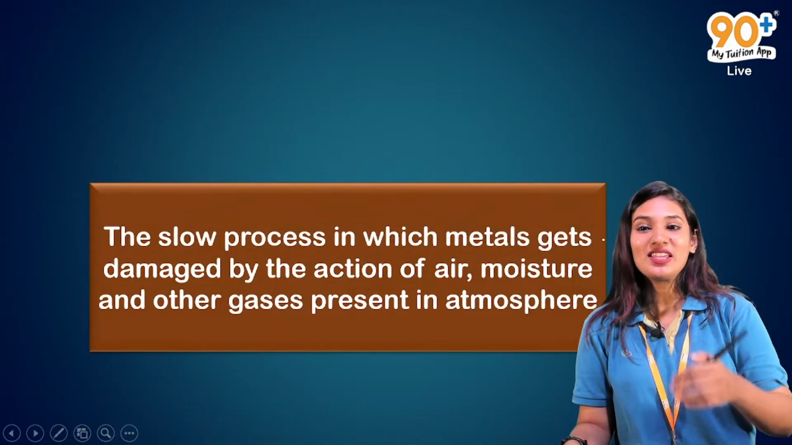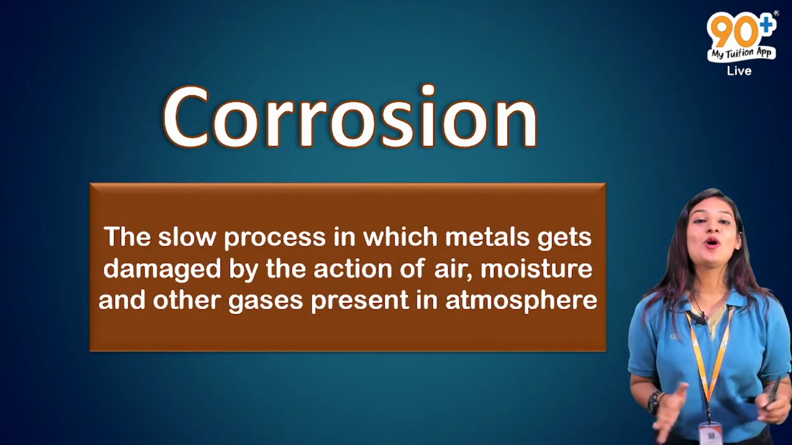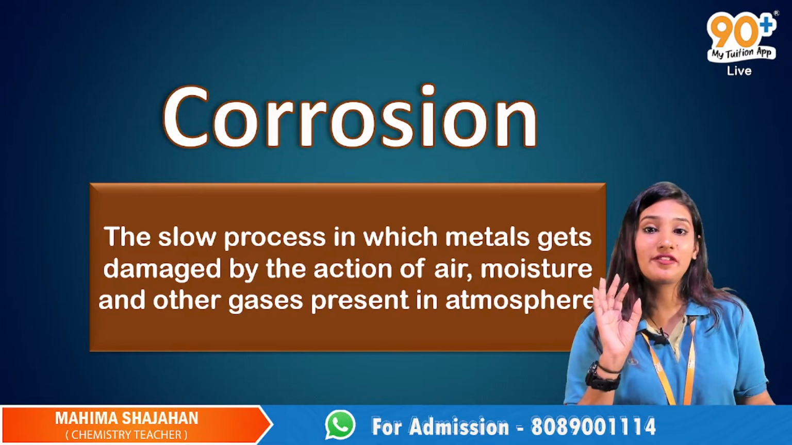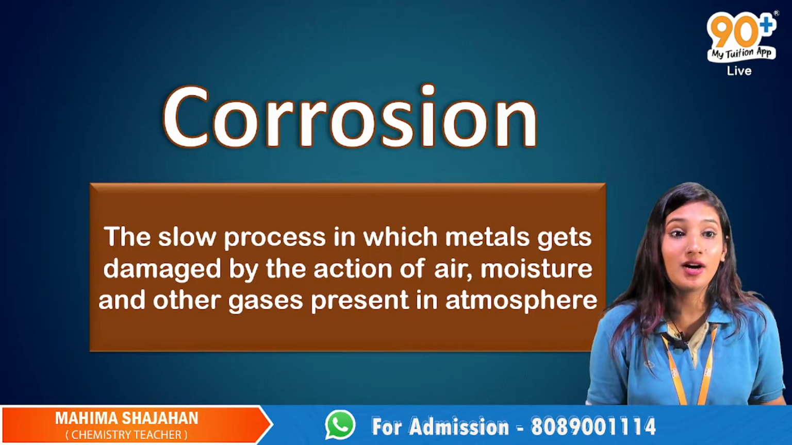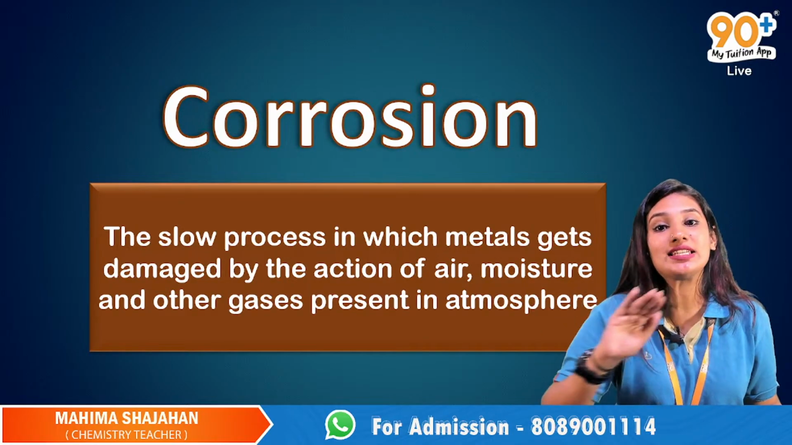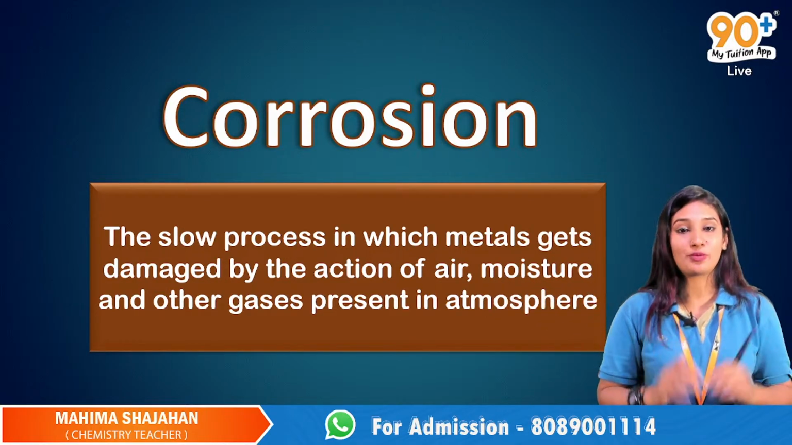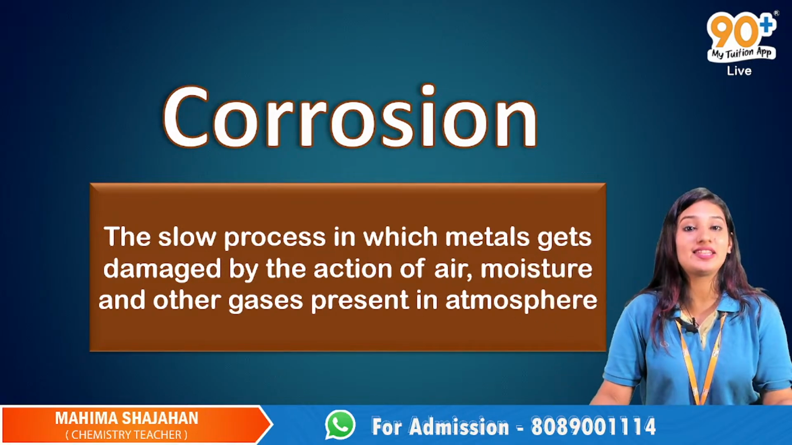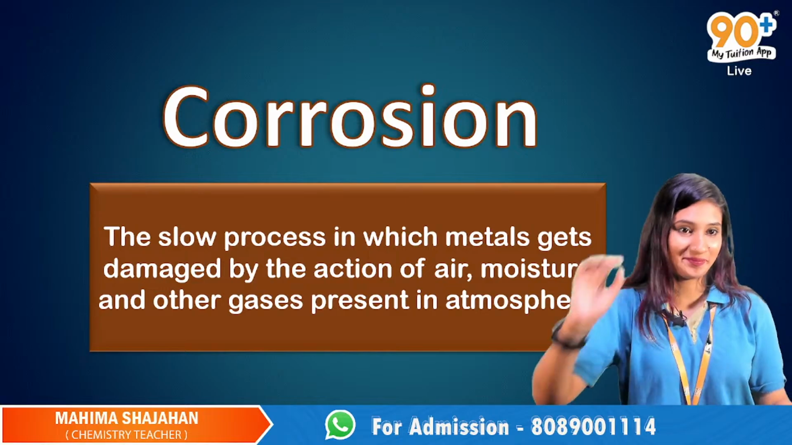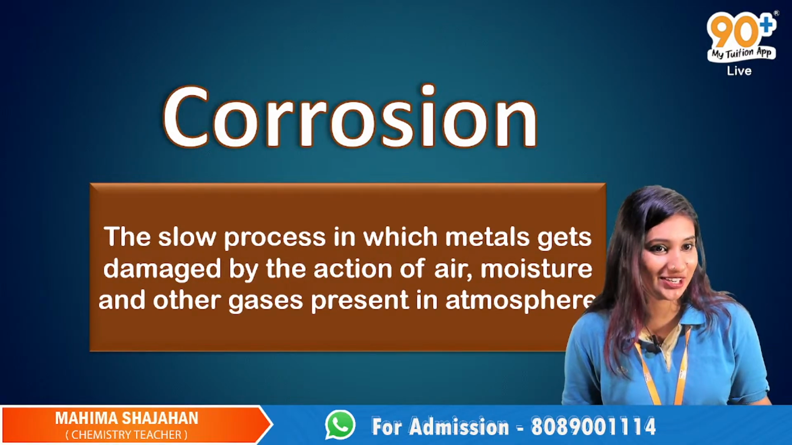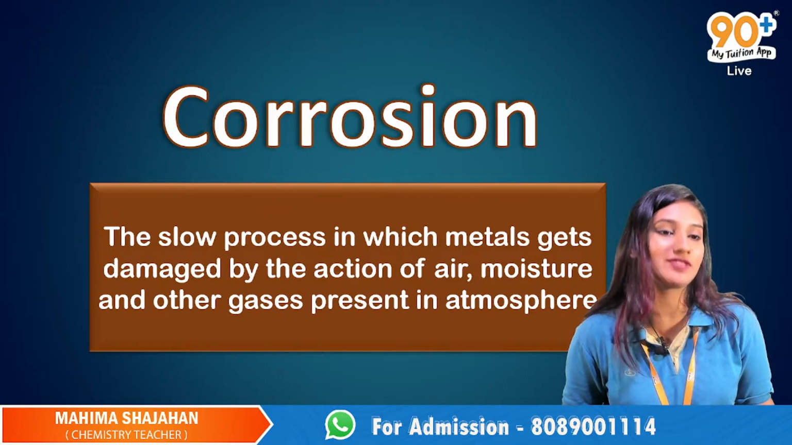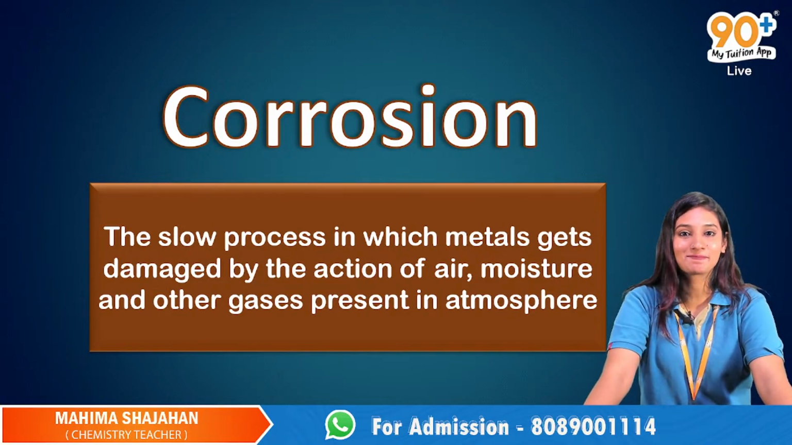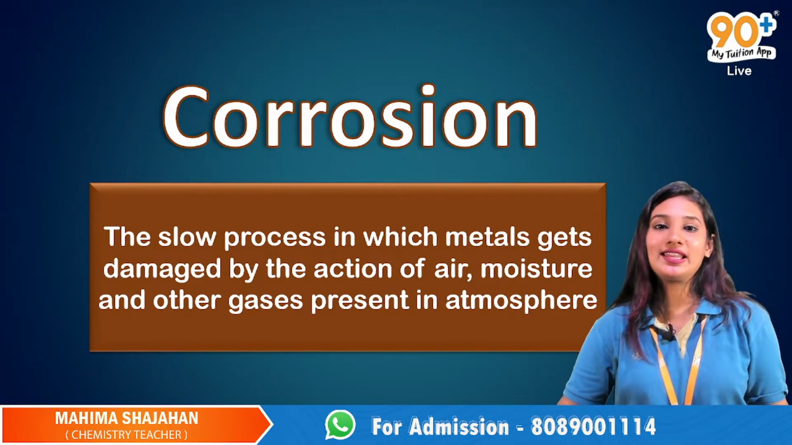Corrosion is nothing but a slow process in which the metals get damaged. It may be due to the presence of air, moisture or other gases present in the atmosphere. It is a damaging process, and it is also really slow. This slow process of damaging metals is known as corrosion. It is the degradation of metals when exposed to moist air. Is it clear?